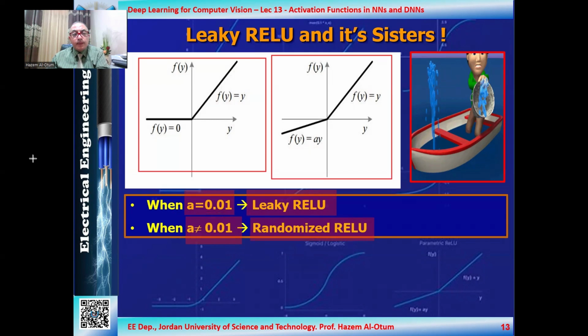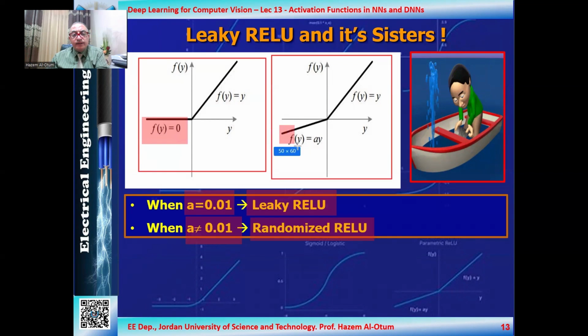Now, what is the benefit of having this function over the ReLU function? As you see, it takes a portion, a scale or a part of the output for the negative values of the input. Instead of having it 0, it has been set to some scaled value a times y.